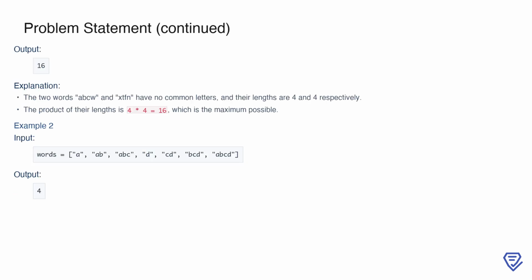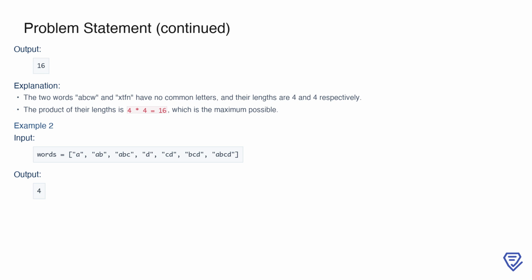In the first example, the input array is abq, baz, foo, bar, xtfn, abcdf. The output is 16. This is because the two words abq and xtfn do not share any common letters. The length of abq is 4, and the length of xtfn is also 4, so their product is 4*4 equals 16. This is the largest possible product of lengths for any two disjoint words in this array.